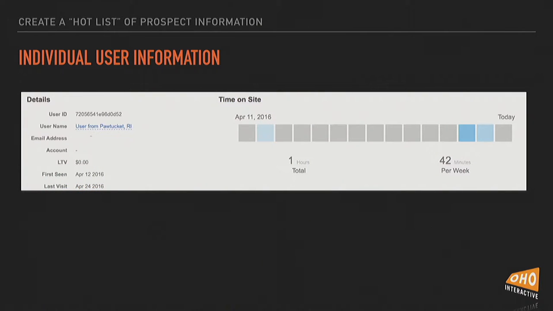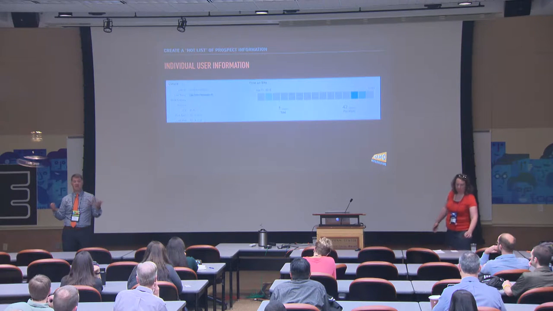So this is what a user starts to look like. You can see the user. You can see all the visits, how many visits they come back, what times they've been engaged, and we can actually show them every page that they're looking at. So what we've done with this is we actually have a hot list that we give to the admissions team to say, hey, here are a bunch of people.